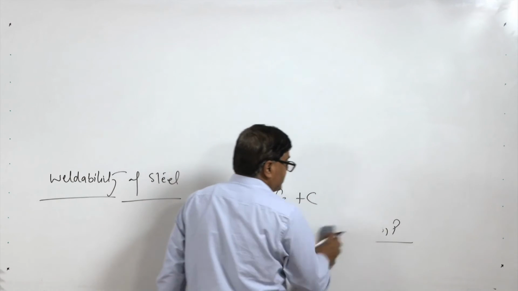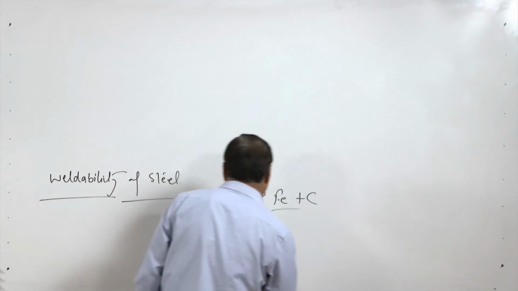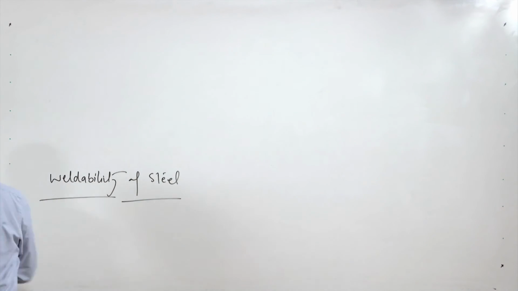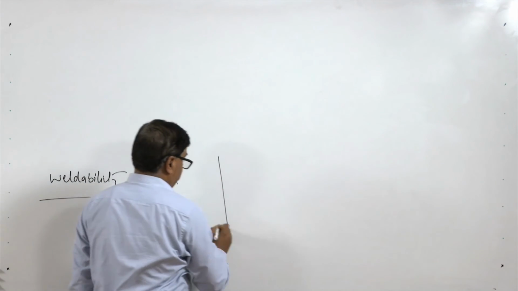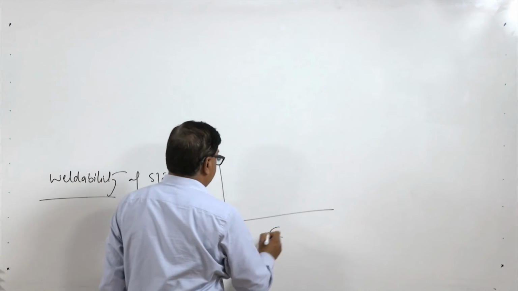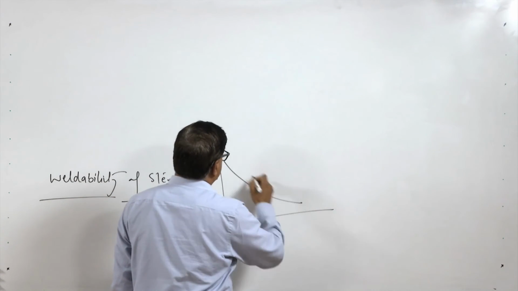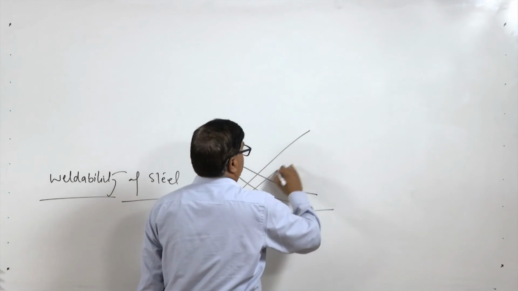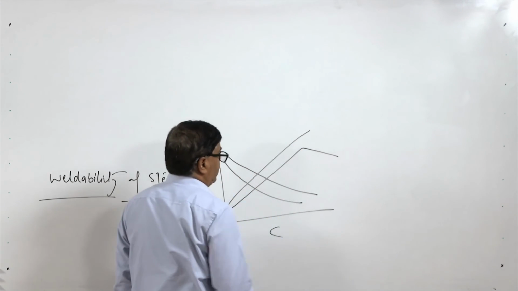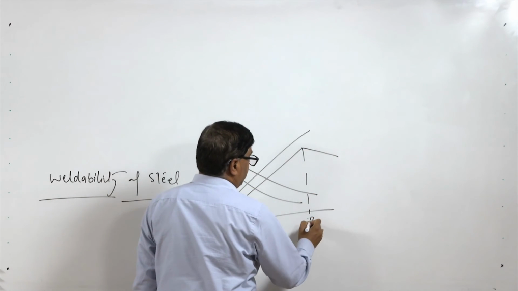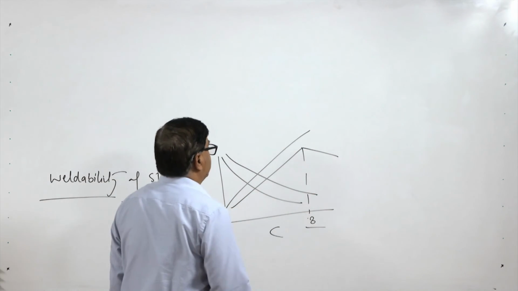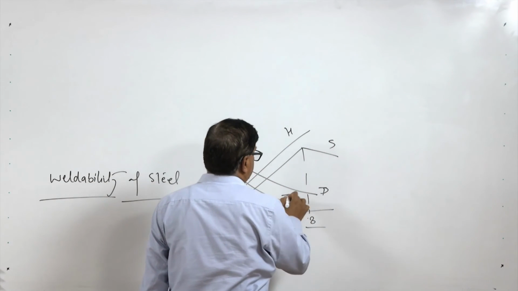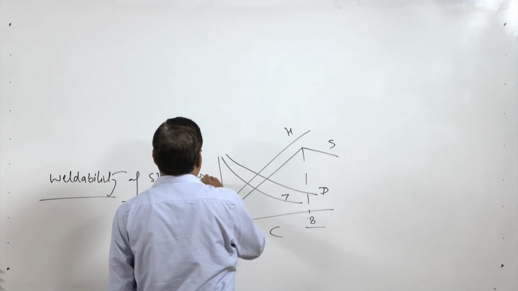But the properties like toughness and ductility are very badly compromised with the addition of carbon. As a function of carbon, ductility and toughness come down while hardness increases continuously, and the strength first increases up to say 0.8% of carbon, thereafter it starts decreasing. So, this is hardness, strength, ductility and toughness, these are the properties.